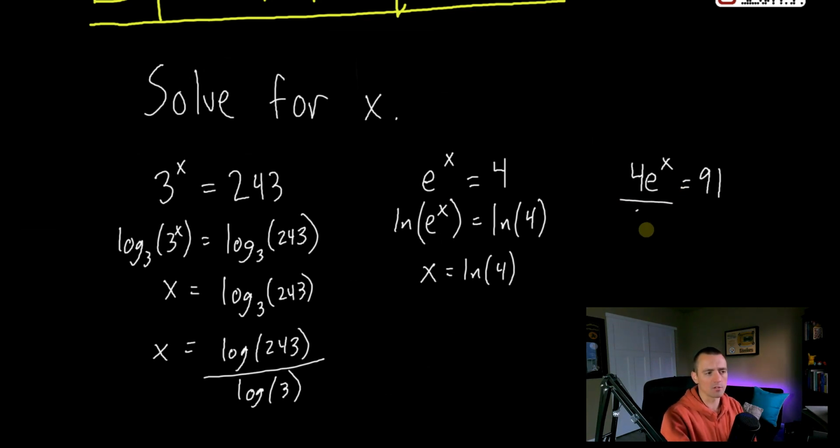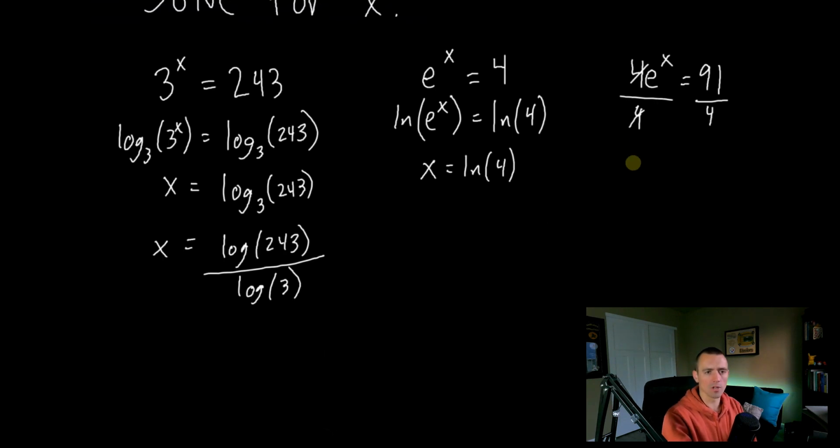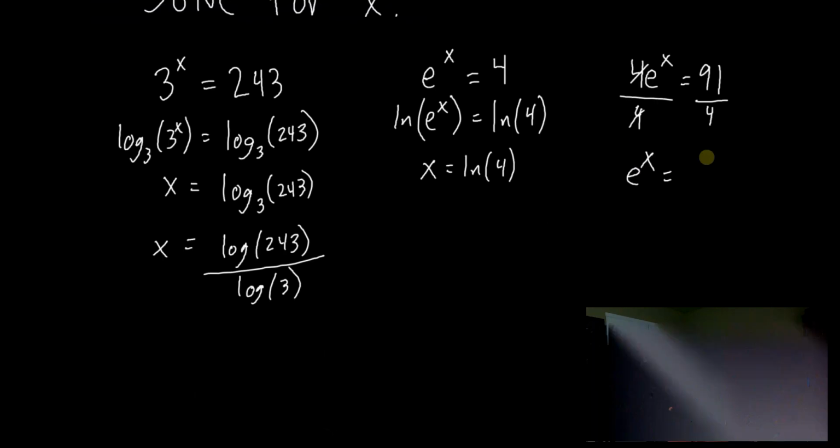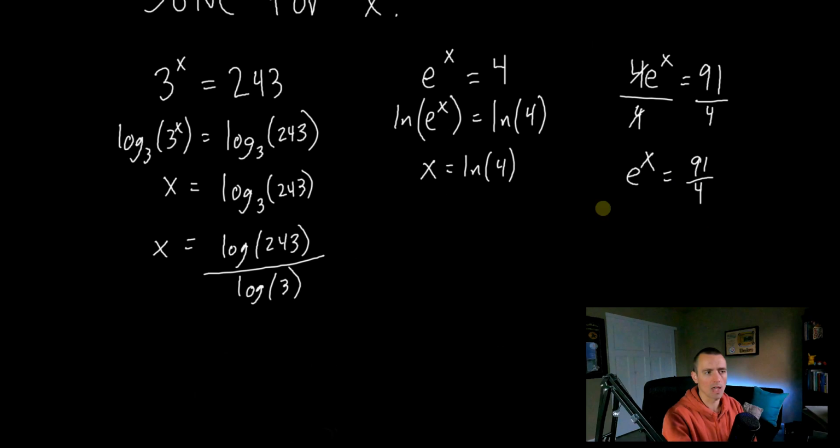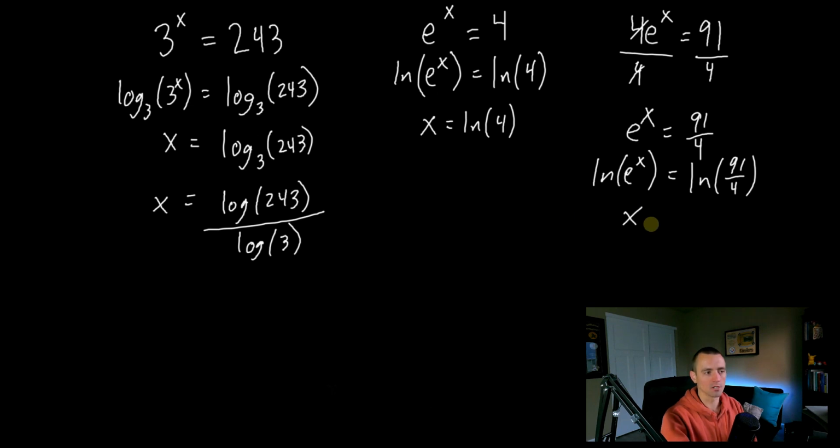So what we have to do first is divide both sides by 4, because since you have 4 times e to the x, that's going to cancel your 4 out and just leave you with e to the x equals 91 over 4, which now we have in a form where if we just take the natural log of both sides, that's going to cancel the e. So if we take ln of e to the x equals ln of 91 over 4, now the natural log and the e will cancel, just leaving us with x equals ln of 91 over 4.